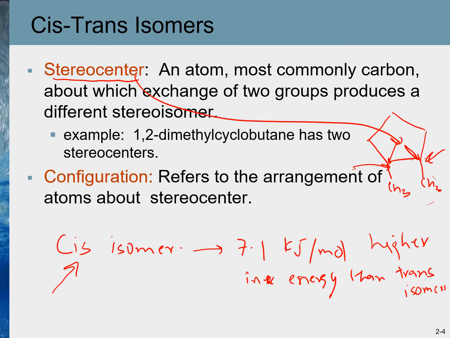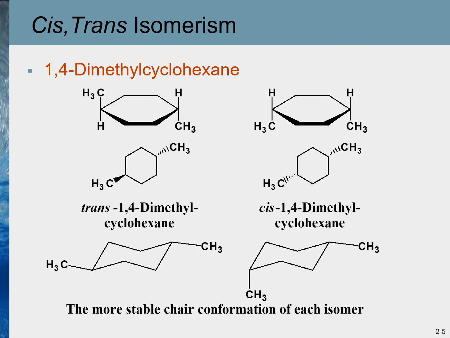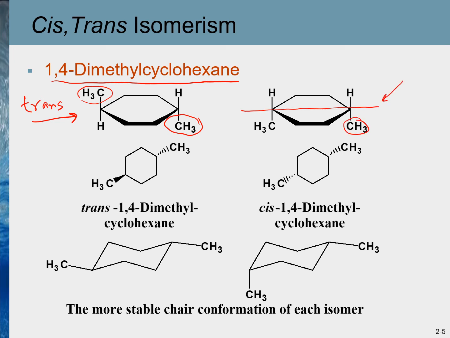So let's check the cis-trans isomers of 1,4-dimethyl cyclohexane. The structure on the left hand side, we can see that one of the methyl group is above the plane, the other one is below the plane, so they are across from each other, hence this conformation is trans. In this example structure on the right hand side, both methyl groups are on the same side, which is below the plane, hence this configuration is cis.